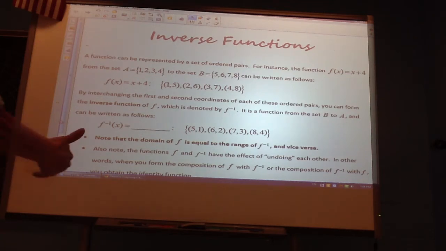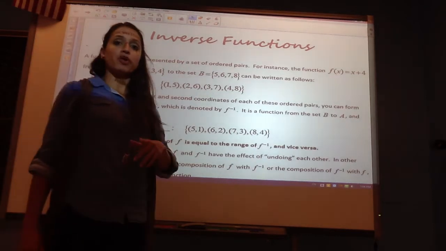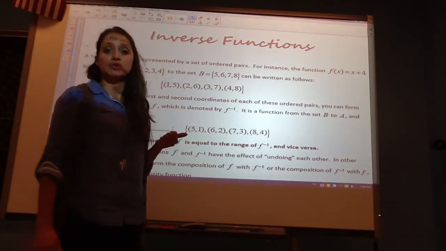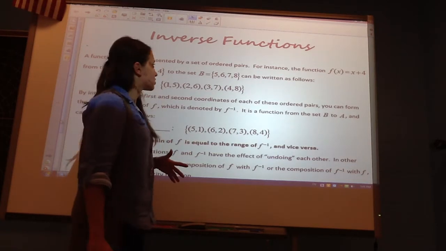The next section we're going to be studying in class deals with inverse functions. This is section 1.5 from your book, and these notes are posted on our Edmodo page. But let's go over these together in case you don't quite understand it.